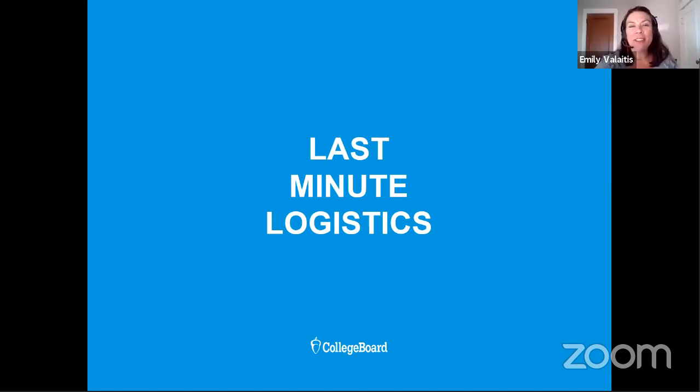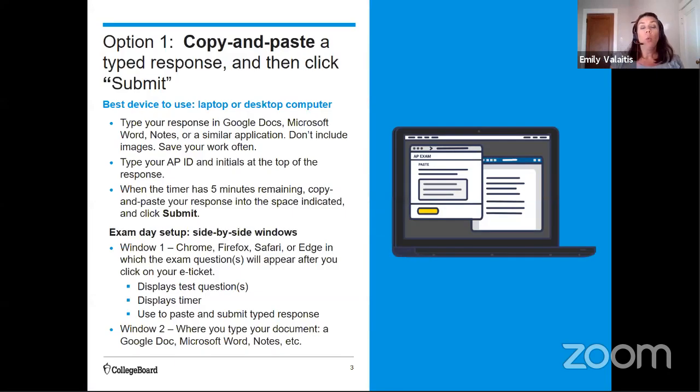All right, so for those students, just a few last minute logistics to go over. Remember that for the AP English language essay, you have 3 options for how to write your essay. One is to have 2 windows open, one that's got the prompt and the timer, and then one that has a Google Doc, Microsoft Word, or Note application. Make sure you start with your AP ID initials, or your AP ID at the top, your initials underneath.